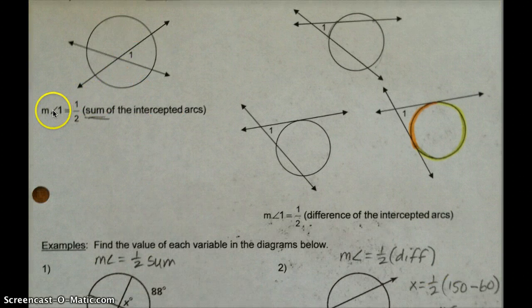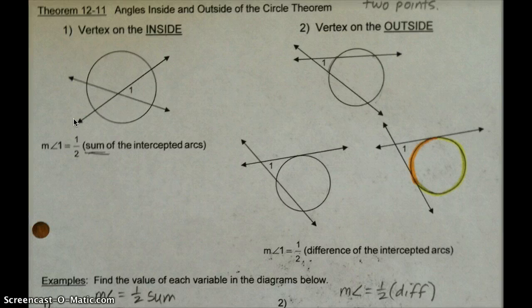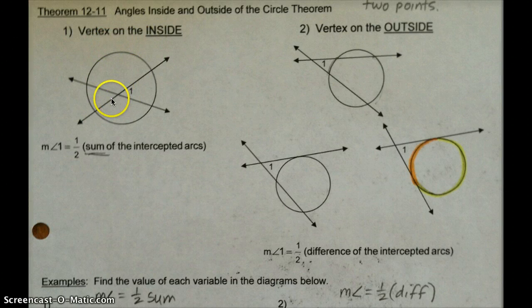So what it will be is the measure of this angle 1 will be 1/2 the sum of the intercepted arcs. So the two intercepted arcs in this case is this arc here, and this arc. So it will be the sum of these two and then 1/2 of that. That's for when the vertex is on the inside of the circle. Then we go over here to where the vertex is outside the circle. So this vertex of this angle here is outside the circle.